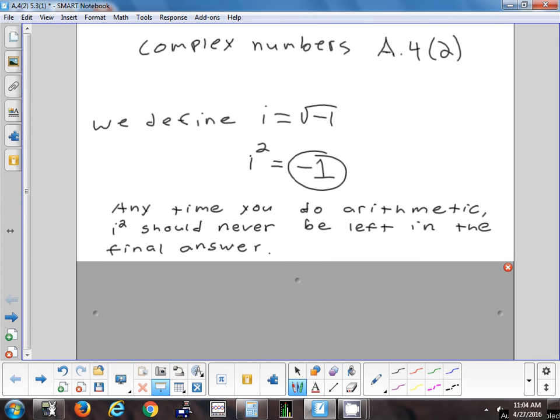Anytime you do any kind of arithmetic, if you end up with i squared in the final answer, you didn't do something. i squared should always be changed to -1. Do not ever leave i squared in the final answer. When you do problems on the test, if I give you some multiple choice questions, there will be some where i squared is in the final answer. That is automatically wrong. Do not leave i squared in the final answer.